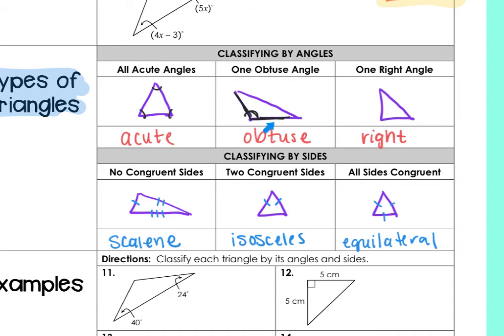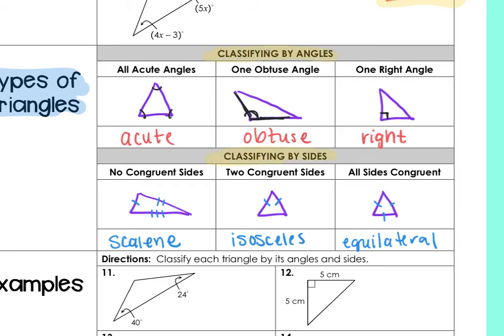It just has to have at least one, just one, that is greater than 90. And then the final type of triangle is a right triangle, and that one's really easy to point out because you will always see a little box indicating a 90-degree angle. We call that a right triangle. Those are the three types if you are required to classify by the angles.